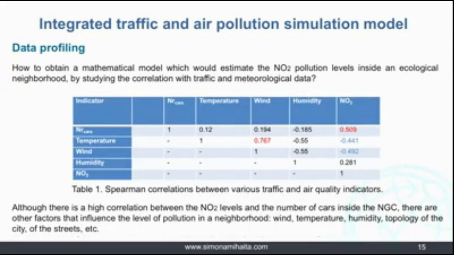So, all right, we knew we had this complex problem, and we started to do some correlations between all these factors that we started to analyze.